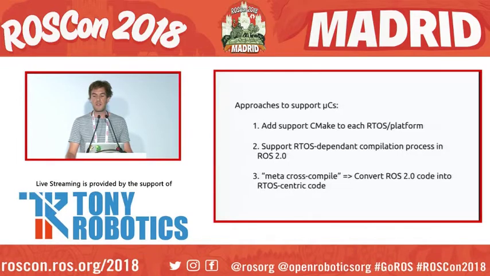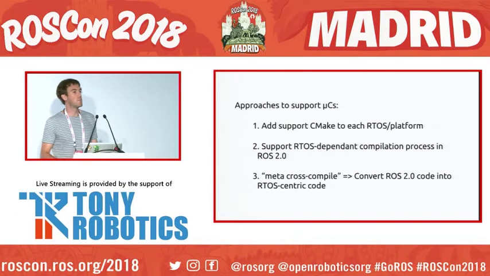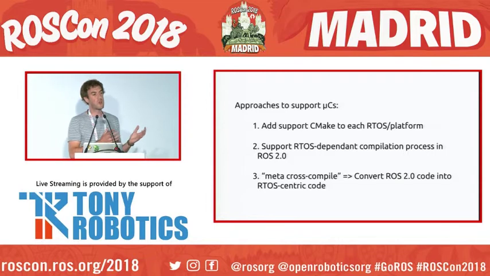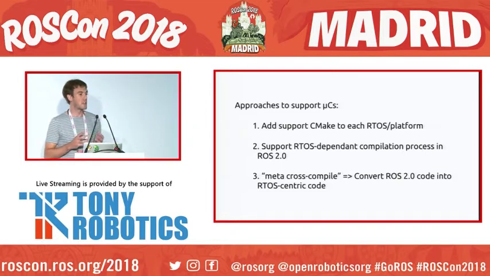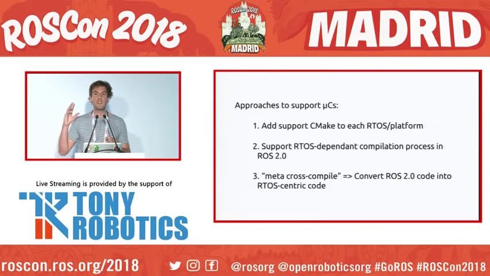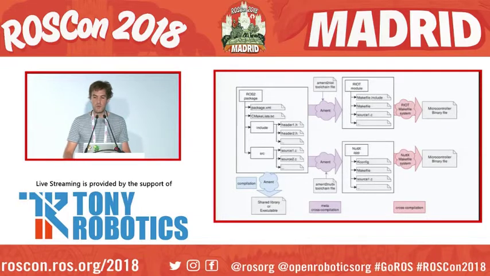And we follow a third approach that we think is more pragmatic and more useful, that we have called a meta cross compiler. What we do essentially is we take ROS2 source code, and in the first step we translate it into RTOS-dependent source code, like an application. And then afterwards we use a native RTOS toolchain to compile and create a binary that the microcontroller is able to execute. So putting that into a graph, it will look like this.